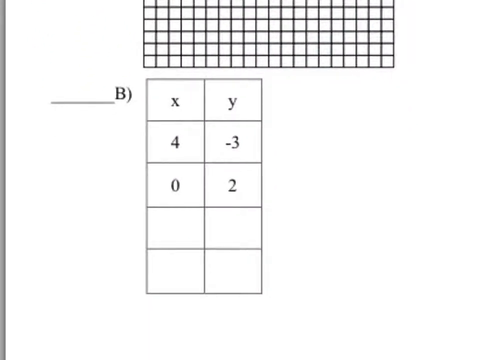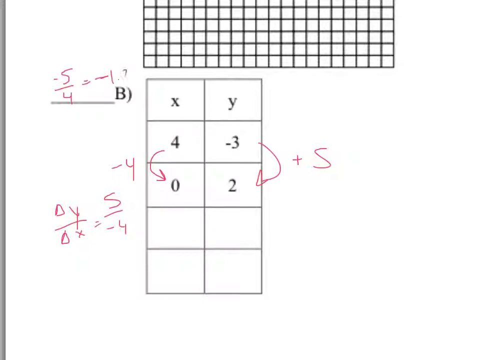For the next one, my change in y, this is an increase of 5 and a decrease of 4 in our x, so my change in y over my change in x is equal to 5 over negative 4, which is equal to negative 1.25. And I just did that for comparison purposes. You didn't have to change them to decimals, but in order to compare them later, that may be easiest.